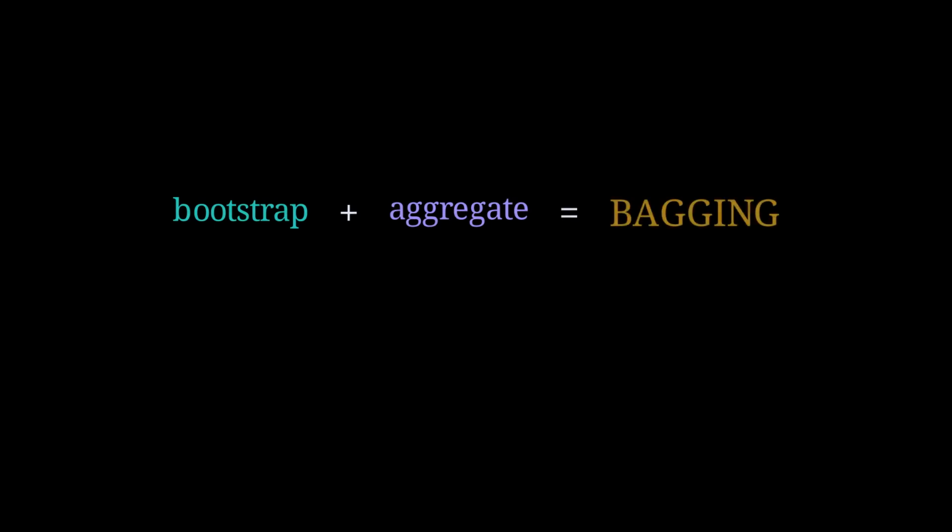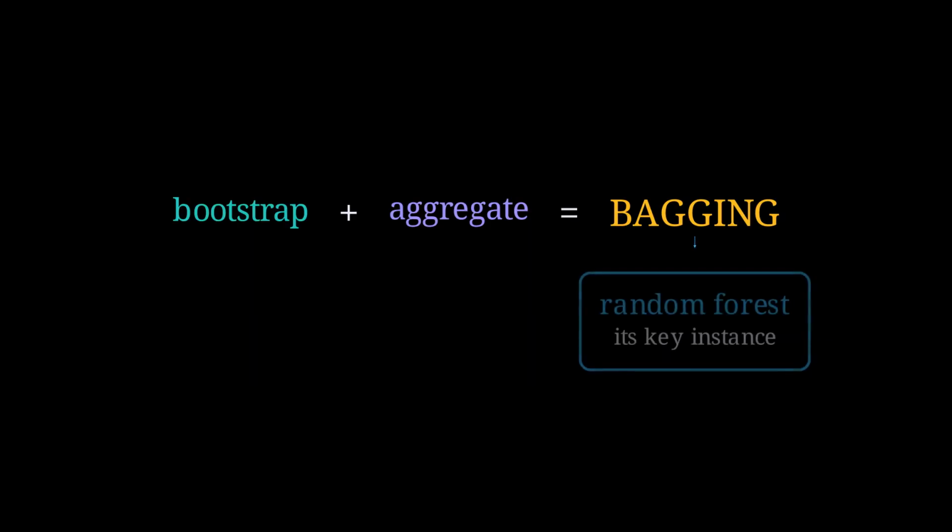This idea, averaging away variance from high-variance learners, is called bagging, short for bootstrap aggregating, and the random forest is its most beloved incarnation. The trees provide flexibility and low bias. The randomness and averaging provide stability and low variance. Together they hit a sweet spot that's remarkably hard to beat.